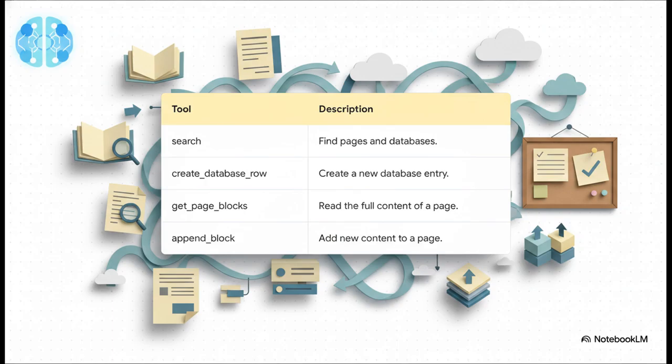Whoa, okay, hang on. Looking at these tools, it's not just reading data. The agent can actually create and append things. That's a whole other level of powerful. Right. So you can literally just tell your agent, hey, pull up the Q4 planning docs, and it'll use the search and get page blocks tools. Or you could say, add a new task to our main project board, and it'll use the create database row tool. Your agent just became a genuine knowledge worker.